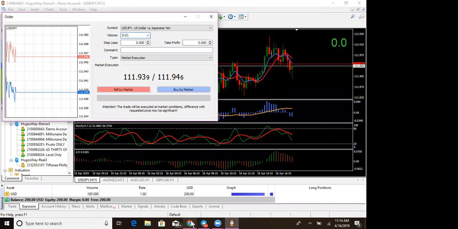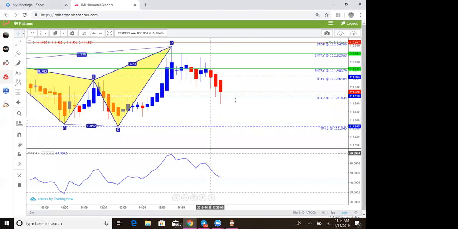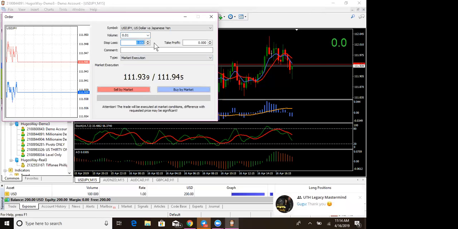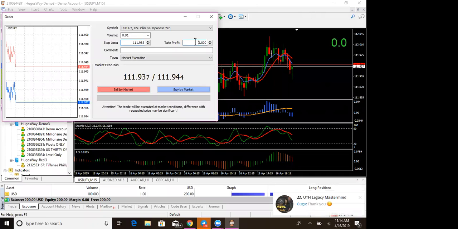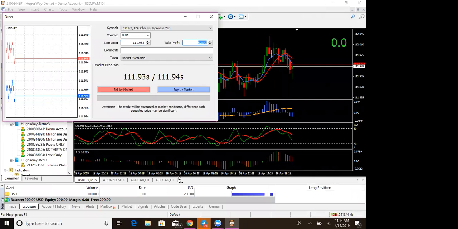Now, if we go back and look at our harmonic scanner, since we're currently live in the market right here, we're just going to go ahead and put our stop loss where the entry was. So 111.983. And we'll put our target, let's say we're just going to go about 5 pips. So the market is currently at, for a sell, 111.937. Our take profit is going to be 111.93 minus 5, and that's 111.888. That's 5 pips. Okay.